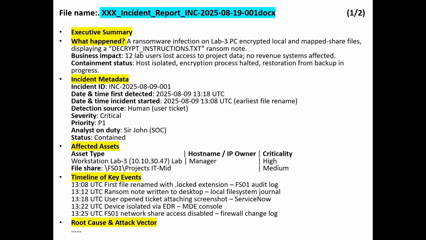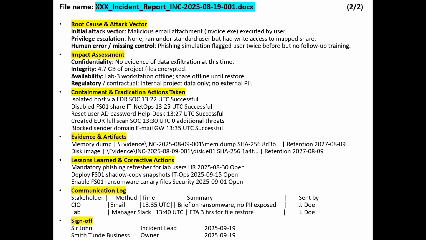Then you can see the incident metadata. You can also see the severity, the priority, the analyst on duty, and the status. See the affected asset as well. The owner of this system is the manager, and criticality is high. So the timeline of the key events, then the root cause, and also the attack vector, which tells us everything about the vector as it is. Is it the human error thing? Did they escalate privilege? And so on and so forth.